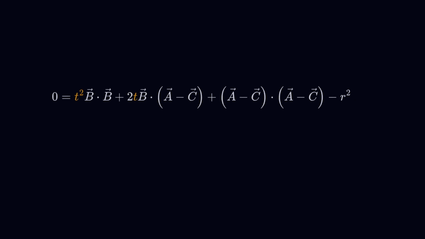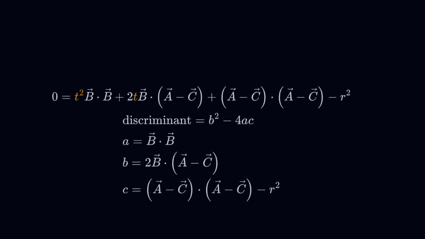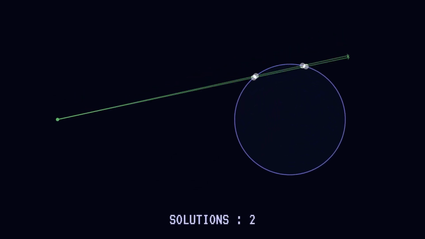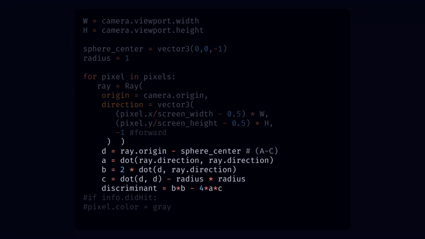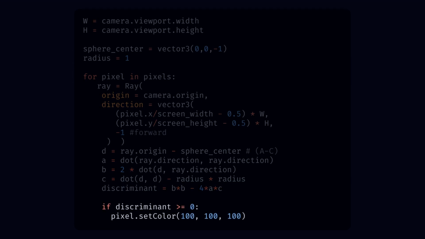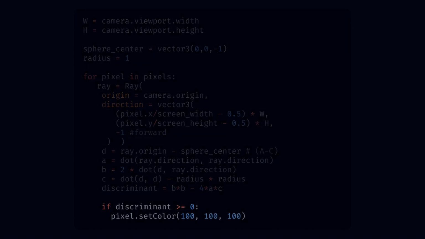Lucky for us, this is just a quadratic equation, so we can solve for it using that 8th grade formula. But we just want to know if the ray hits the sphere, nothing more, nothing less. Let me tell you that the number of real solutions of that equation happens to be the number of ray intersections with that sphere. That's actually pretty exciting because it means that if the discriminant is positive, then we have touched the sphere, so we can return gray, for example.